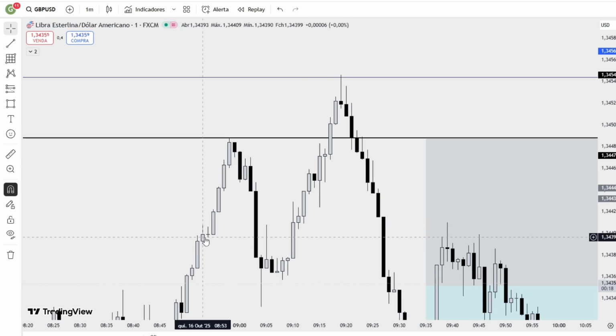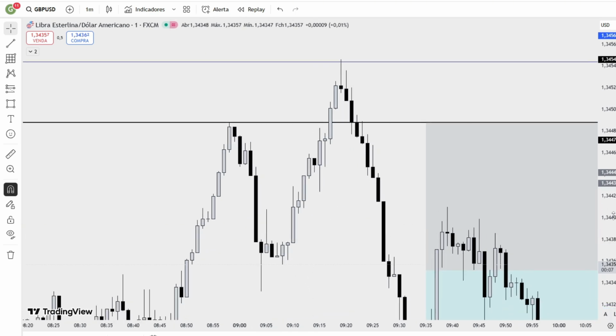But when you have all the things coming together, you can use it, and it's so powerful, right? And it's the IFG, inverse fair value gaps, and the order blocks. So pay attention here, right?